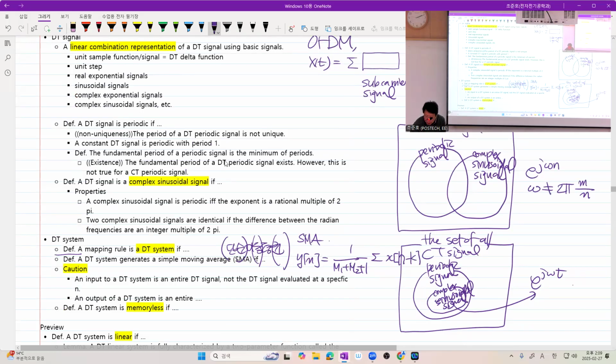N minus K, A negative M1, M2. Okay. So past M1 terms and future M2 terms and the current term with index K equals 0 are arithmetically averaged. However, in reality, especially in stock market trading, you can never observe future values. So they limit their lower limit to 1.